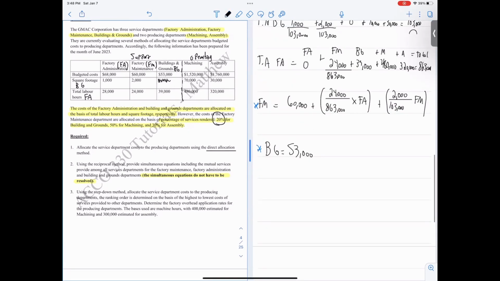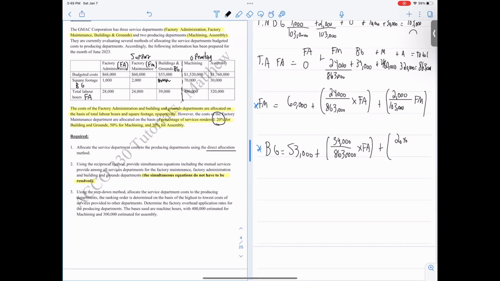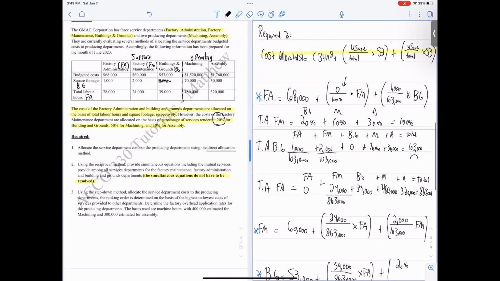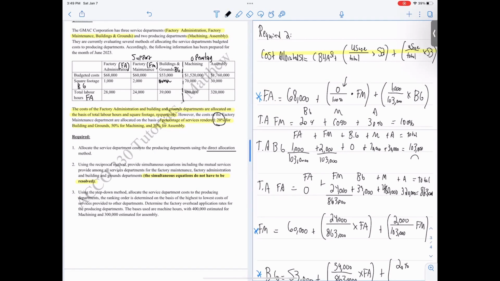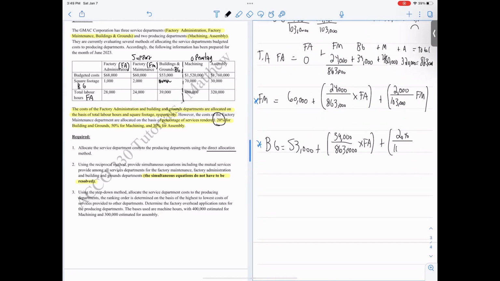Now, building and grounds, guys, first off, we need to see how much does building and grounds use of admin. So building and grounds uses 39,000 labor hours of the total 863,000 times factory admin, because that's the amount they use of that support department. Then, how much does building and grounds use of factory maintenance? Well, they use 20%. If you look at your allocation here, it's like saying 20% over 100%, which also comes out to 20%. You could just do 20 over 100 if you're paranoid. 20% over 100% times factory maintenance.